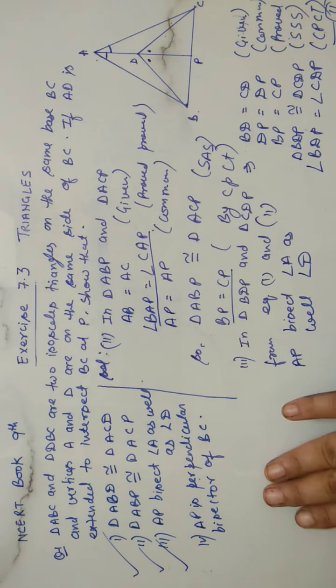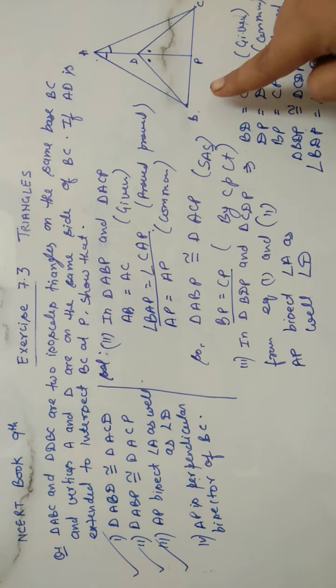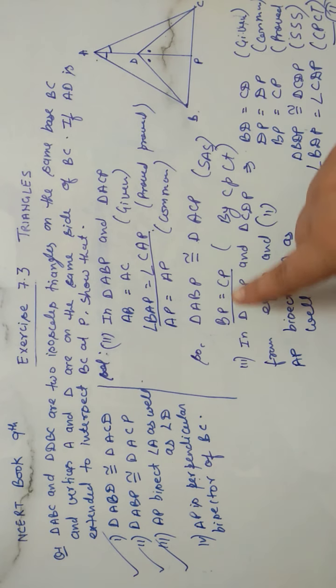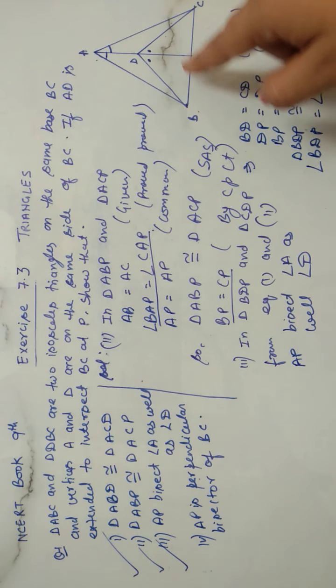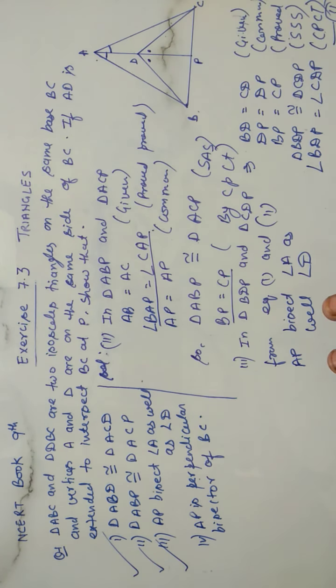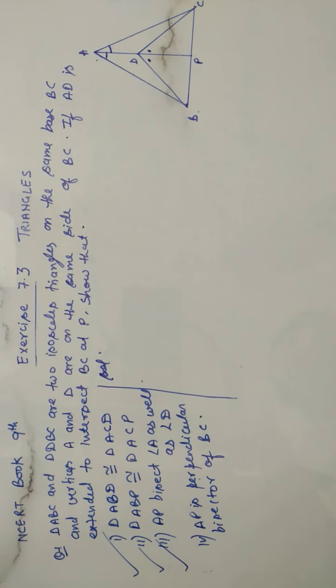Now we have our fourth point, that AP is a perpendicular bisector of BC. So bisector we have proved, BP is equal to CP. What we have to prove now is that it is perpendicular also. Once we prove perpendicular, then it is a perpendicular bisector. So just see the solution for it.